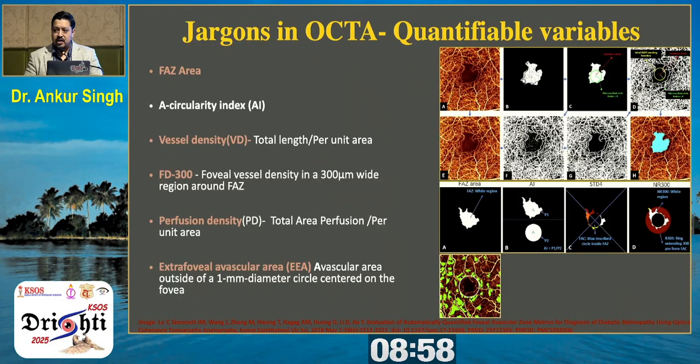Then there are other quantifiable variables in OCT angiography like the foveal avascular zone. It is the size of the avascular zone of the fovea. Acircularity index is how acircular your fovea is from a perfect circle. Vessel density: FD300 is vessel density in the 300 micron region around the foveal avascular zone. Perfusion density, and extrafoveal avascular area is the avascular area outside the 1 mm diameter circle centered over the fovea.